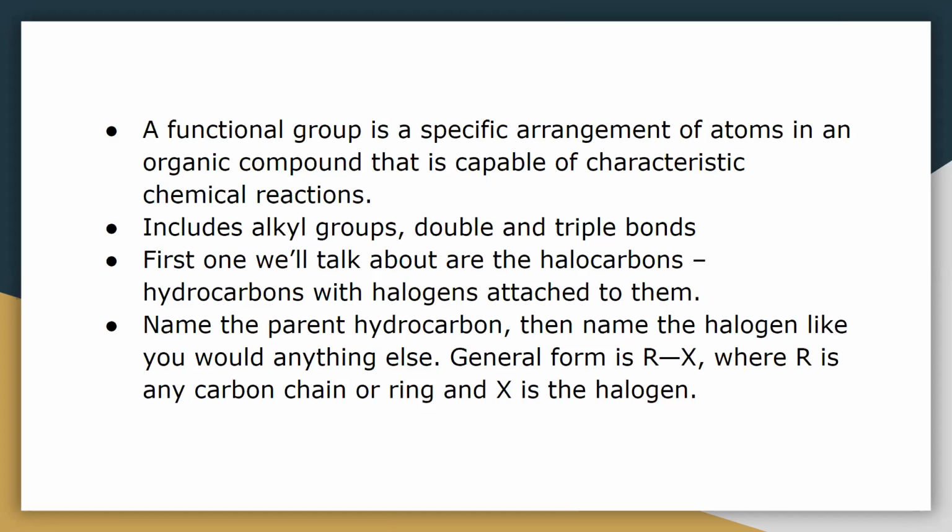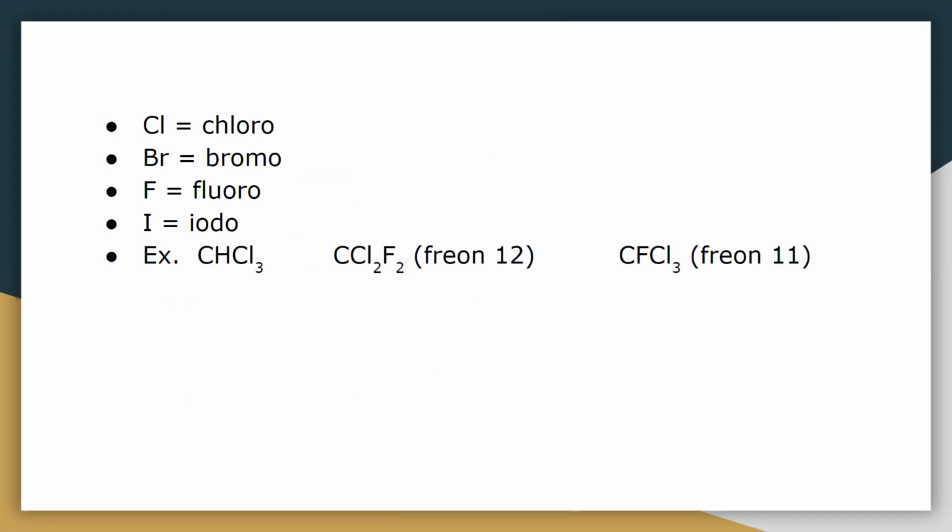You name the parent hydrocarbon just like you did before, and then you name the halogen like you would anything else. Only we're going to shorten the names. So chlorine becomes chloro, bromine becomes bromo, fluorine becomes fluoro, and iodine becomes iodo.